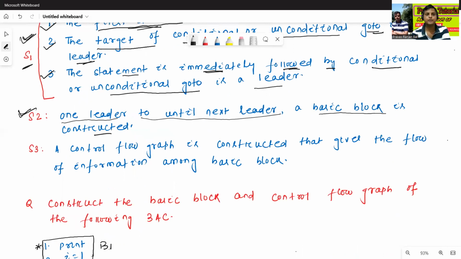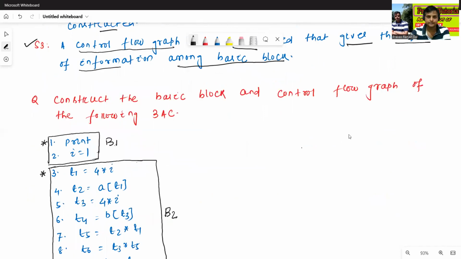So step 2 is what? From one leader until the next leader, a basic block is constructed. So we have constructed the basic blocks. What is the third step? A control flow graph is constructed that gives the flow of information among the basic blocks. Okay, now we'll construct the control flow graph. How to construct the same?